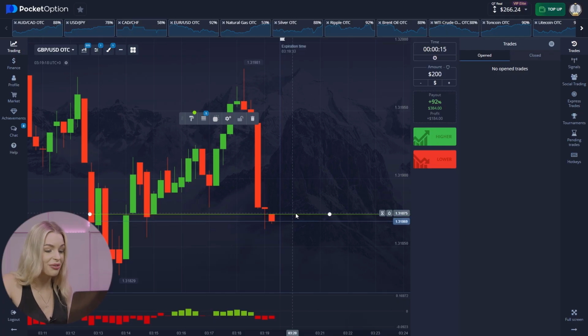So now we will look for impulsive movement with gaps, not on red candles but on green ones. And we will open deals to the upside. I think we should now expect a new balance and accordingly an increase in our deposit. My intuition never fails me.